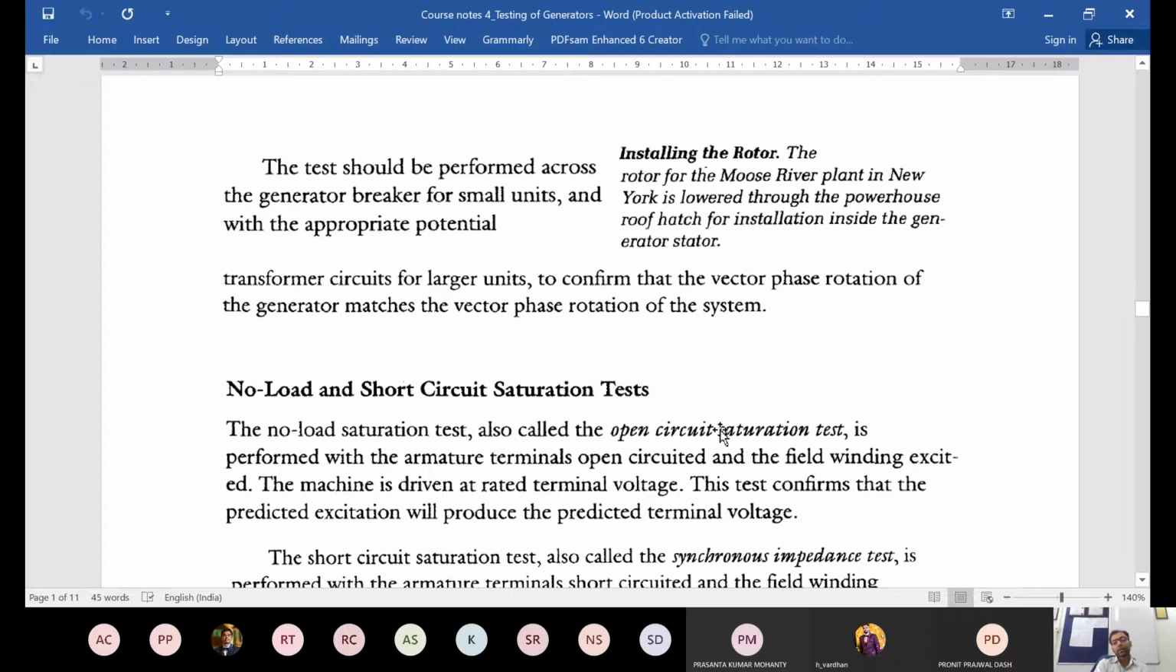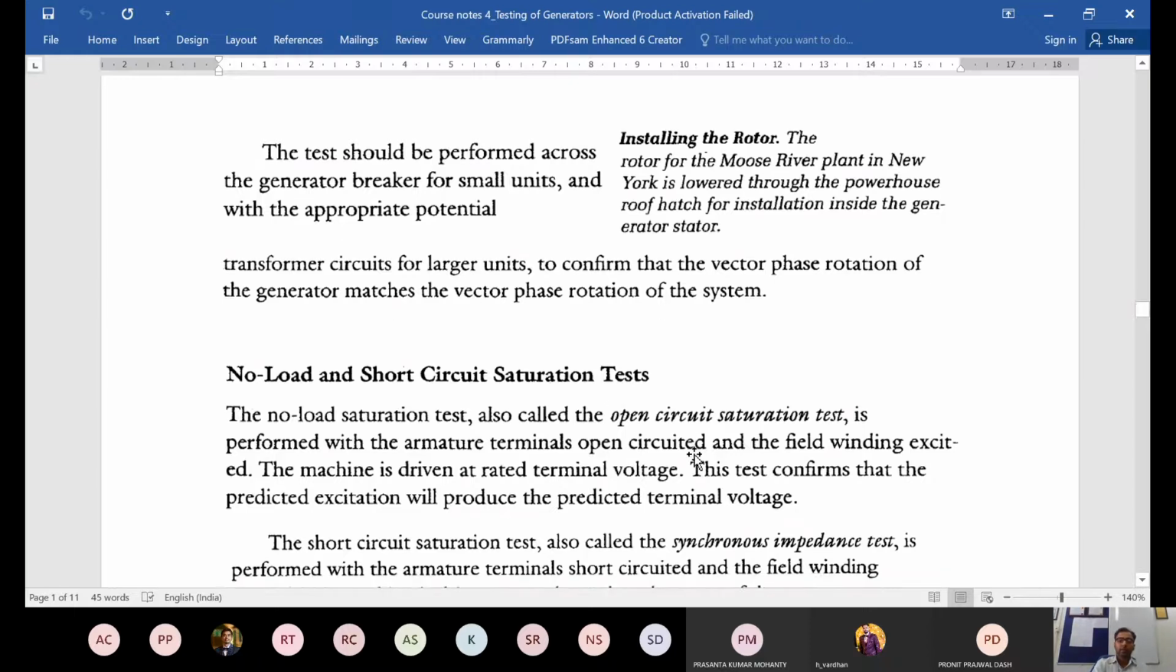So this test helps us identify the saturation curve for that given synchronous machine. Accordingly, we can always ensure it is designed in such a way that the rated flux is in the unsaturated zone and not going into the saturation zone, because then non-linear behavior sets in. So that is the open circuit saturation test.